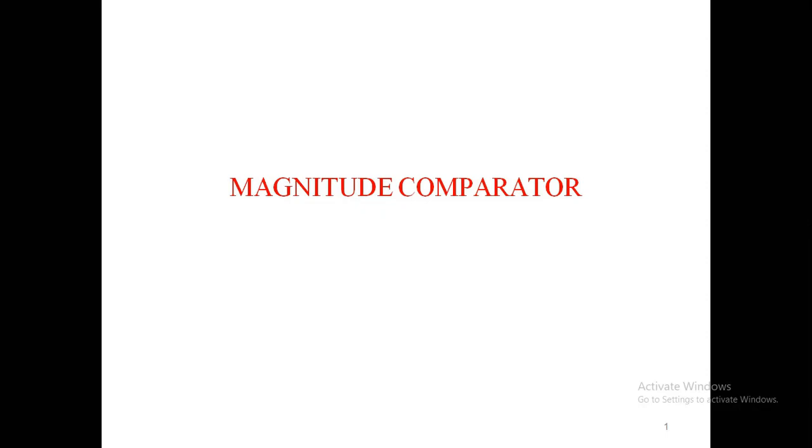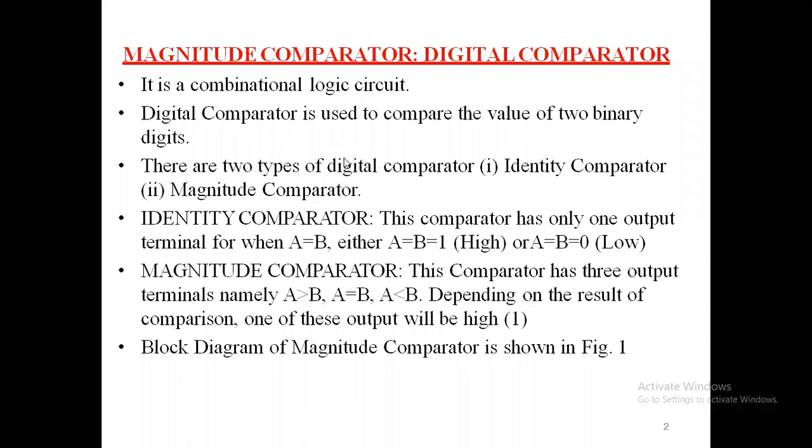It compares n bits, not only 2 bits; it can be 1 bit, 2 bits, 3 bits or 4 bits. Depending on the value you give, it will be an n bit comparator. That is the main idea of the magnitude comparator.